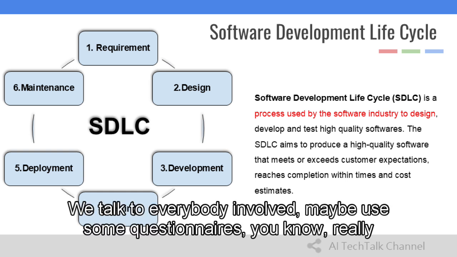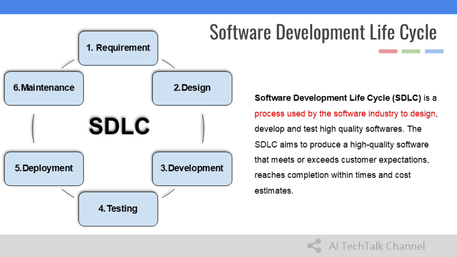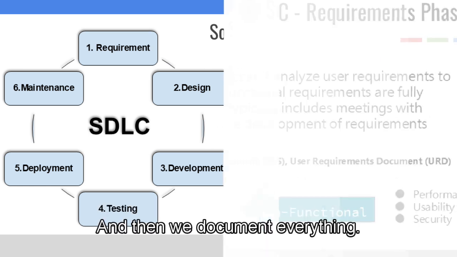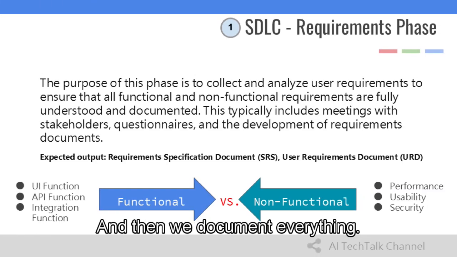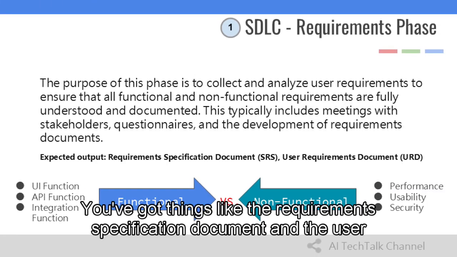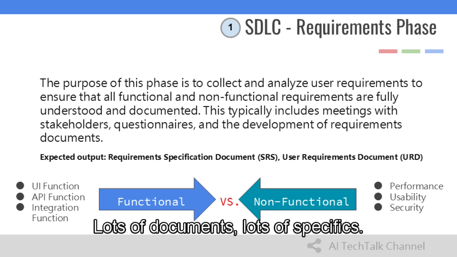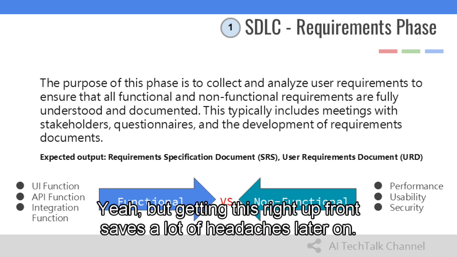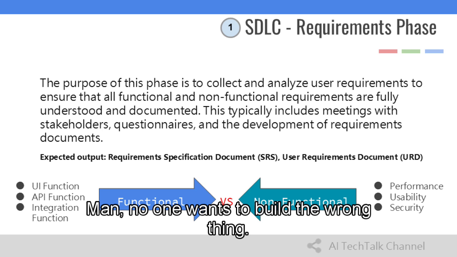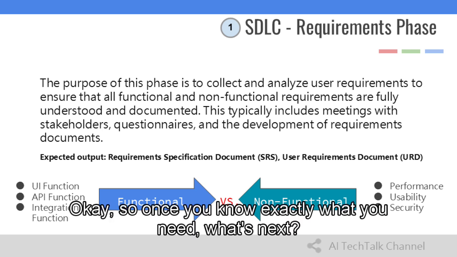Exactly. We talk to everybody involved, maybe use some questionnaires, really try to nail down every detail. And then we document everything. You've got things like the Requirements Specification Document and the User Requirements Document. Lots of documents, lots of specifics. Yeah, but getting this right up front saves a lot of headaches later on. Yeah, no one wants to build the wrong thing. Okay, so once you know exactly what you need, what's next?